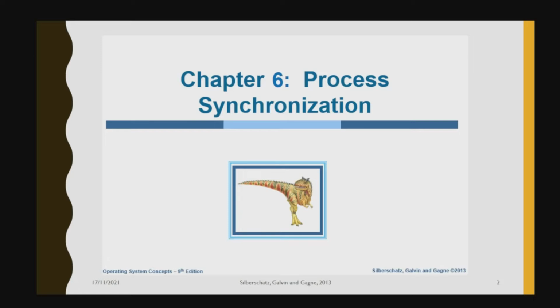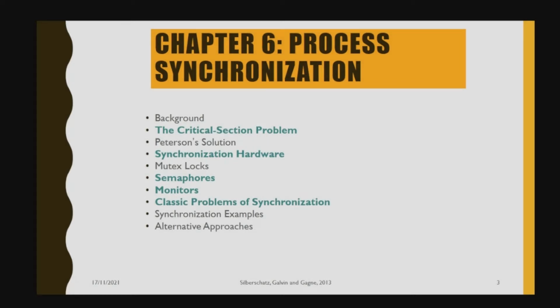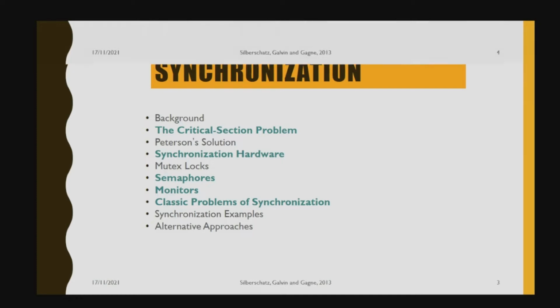So in the previous part, we already learned about scheduling. In this chapter, we will learn about process synchronization. In Chapter 6, we learn about the critical section problem, synchronization hardware, semaphores, monitors, and the classic problems of synchronization. So what is the importance of synchronization in process execution at the CPU?